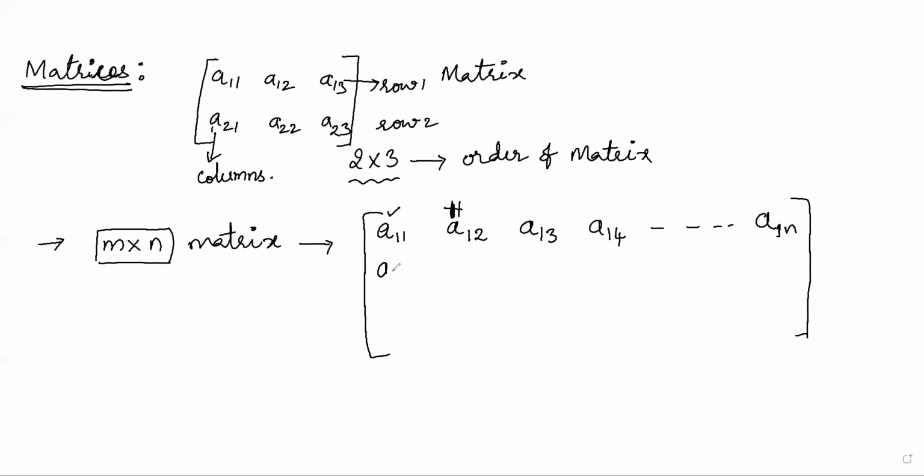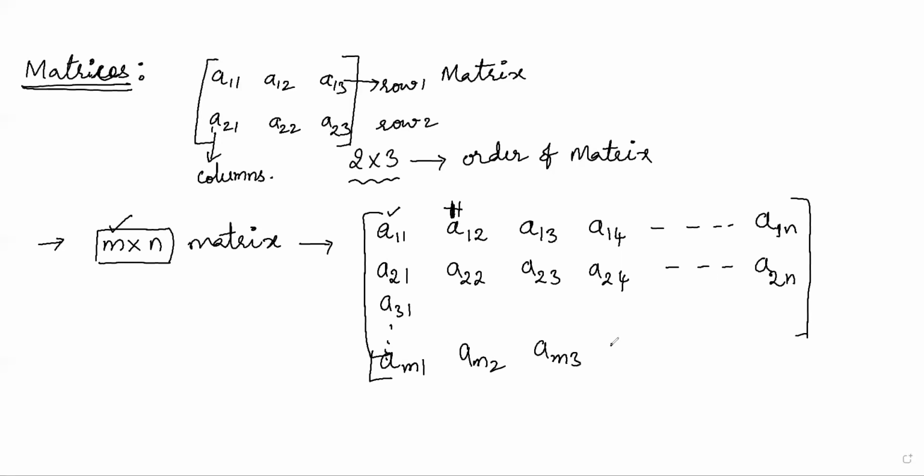Second row, first column. Second row, second column. Second row, third column. Second row, fourth column. Like that. This is second row, nth column. Now so on, the third row, first column, fourth row. And here we have M rows, so the last row is the mth row. Mth row, first column, second column, third column, fourth column, and so on up to mth row, nth column. Therefore, this is M by N.